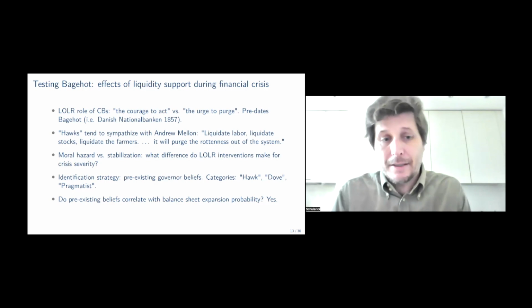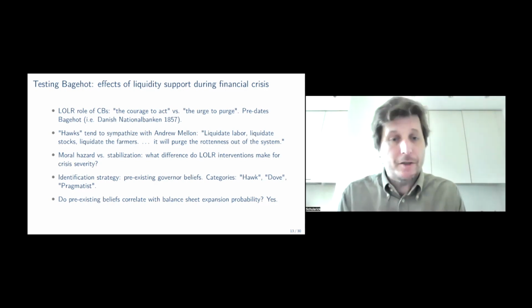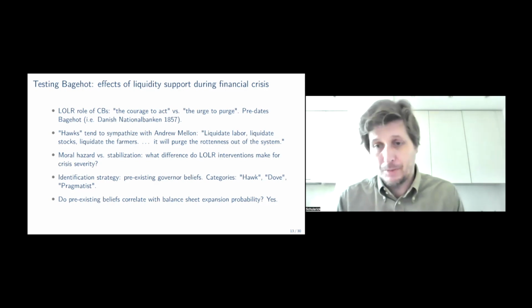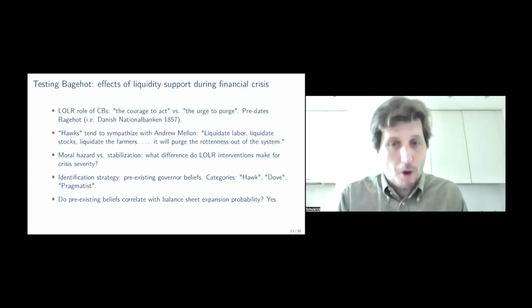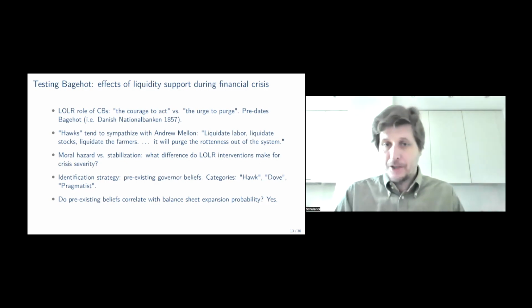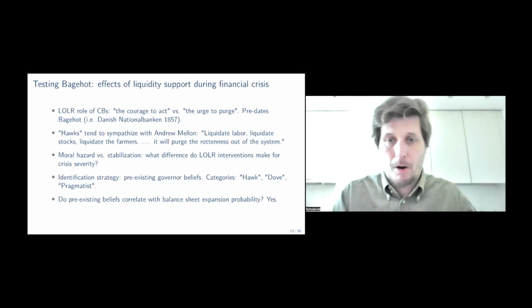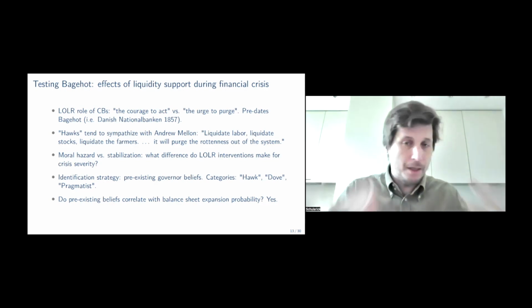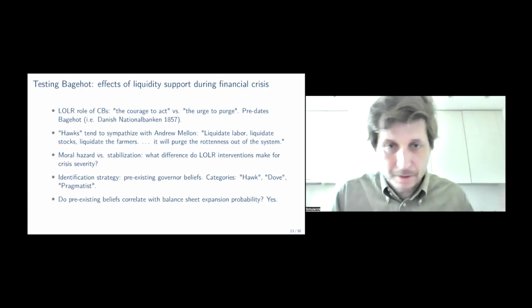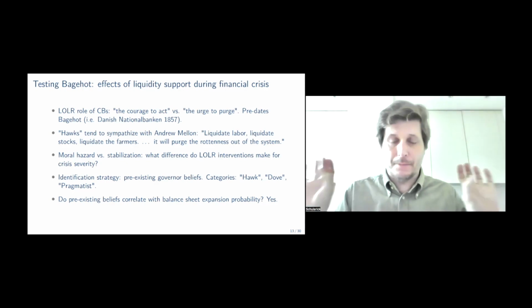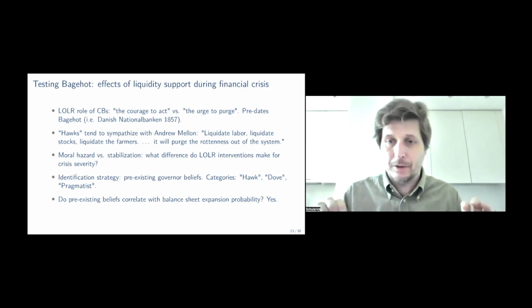Then we're going to ask: do these pre-existing beliefs, whether beliefs with respect to moral hazard, to the stabilization role, to the support for the wider economy, correlate with the balance sheet expansion probability once the crisis is there? So imagine you have a governor who is a super hawk. He's in charge. We would assume he comes in, the mechanism by which the governor comes in charge is exogenous, then comes a crisis. Crisis is by definition unexpected.